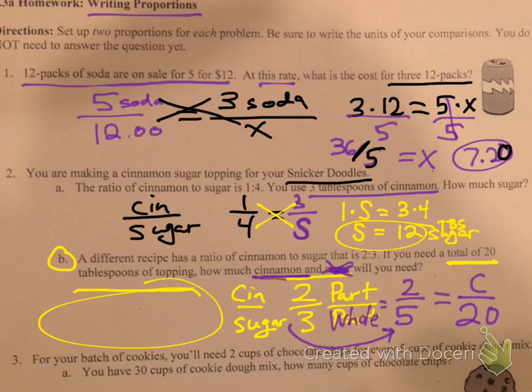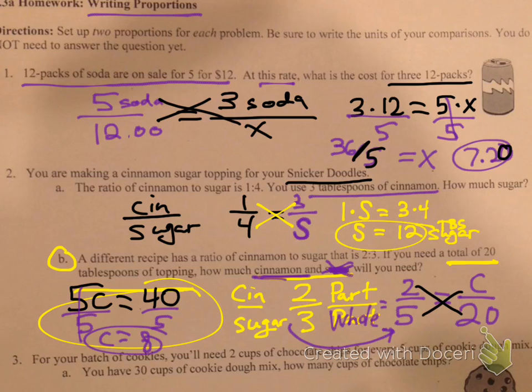So there you go. Multiply here, 5C. Multiply there, 2 times 20, 40. Then you divide. Awesome. So that problem was a little tricky because it's part to whole. So you had to add the 2 and the 3 to get the 5, because it's a total of 20. Alright, let's keep moving, guys.